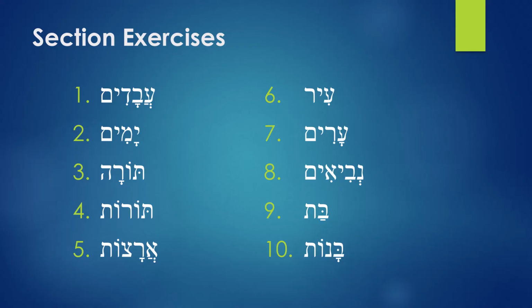Word number 2, we have yamim. Yamim is masculine plural. Why? Because of the im ending. Lexical form is yom. Yom means day. So yamim means days. Word number 3, we have the word Torah. And the word Torah is feminine singular because of the a ending. And it means law. Word number 4, we have the word Torot.